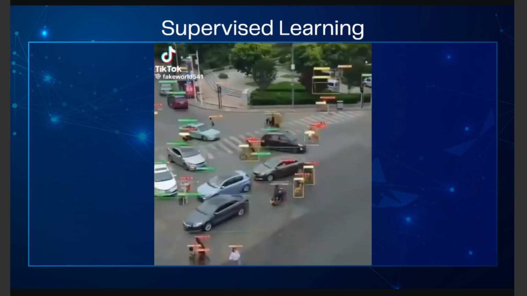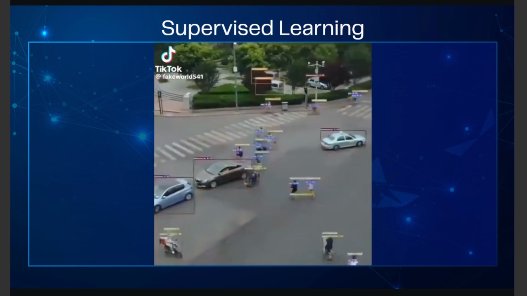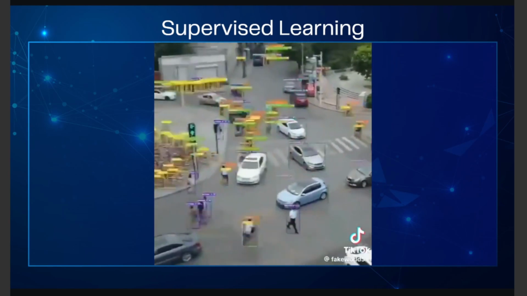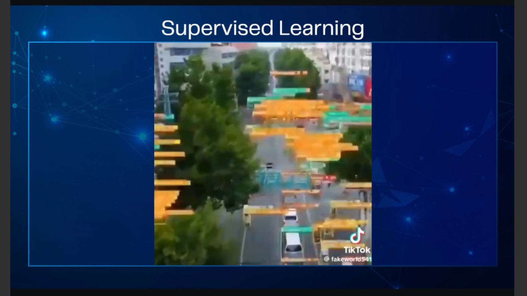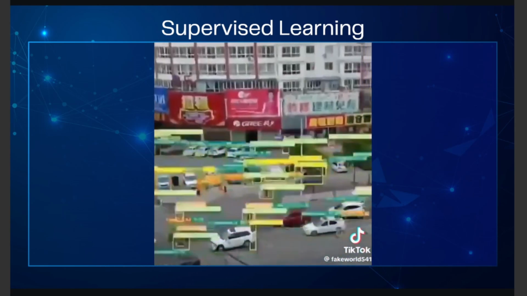Okay, this video shows an AI-powered CCTV that tracks and labels people and vehicles using green and red blocks. Every block here represents every person and vehicle the CCTV sees.